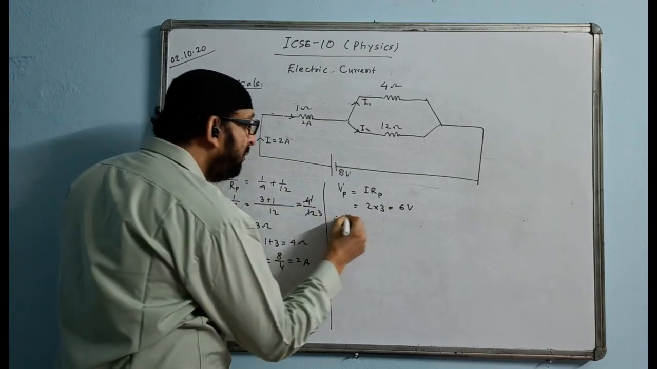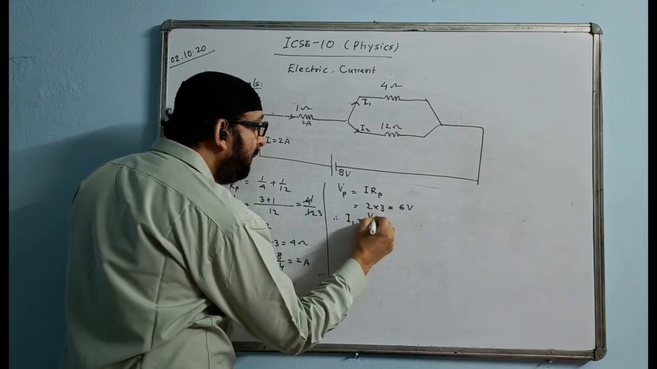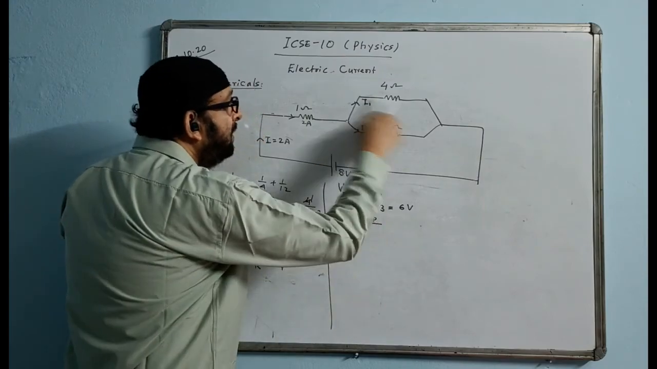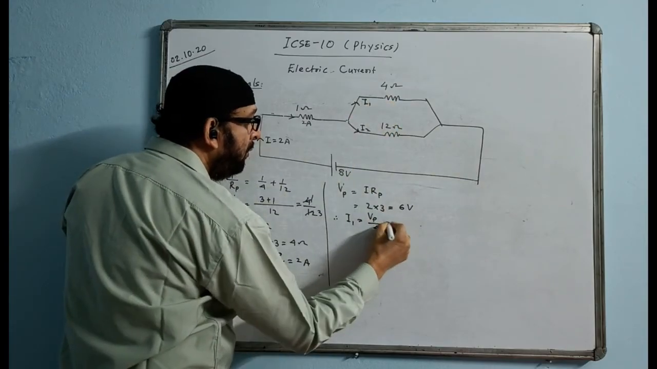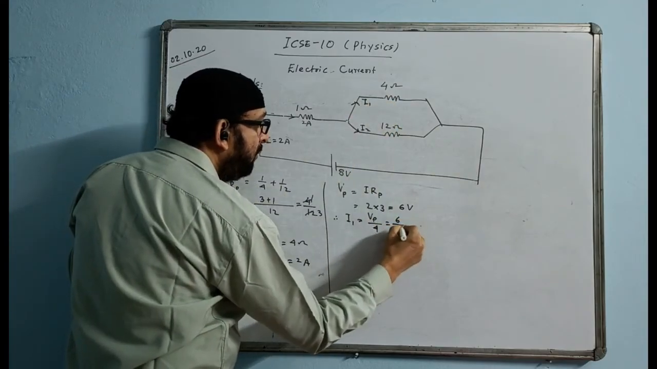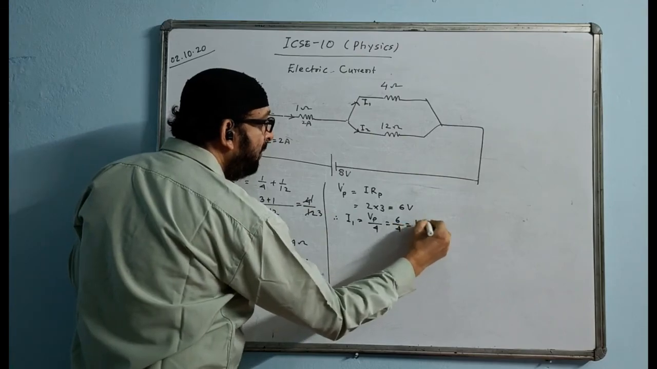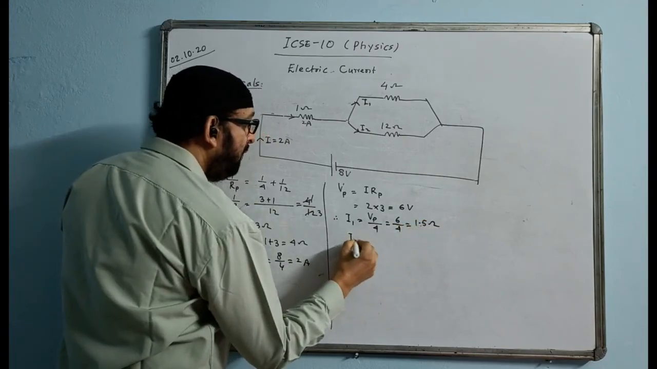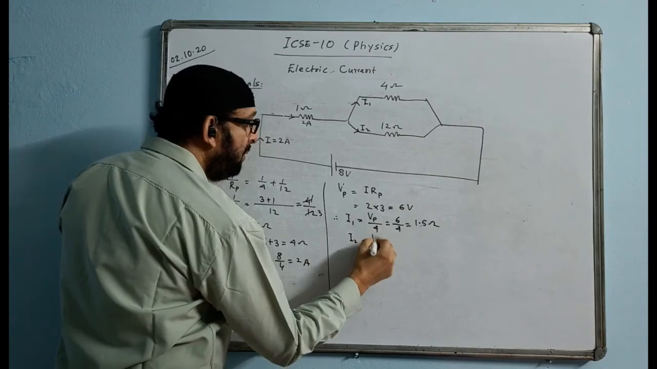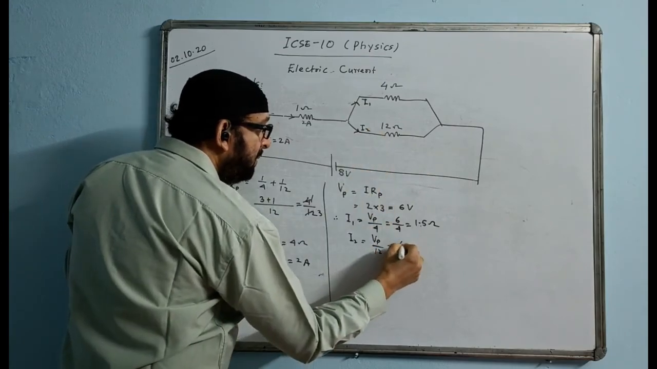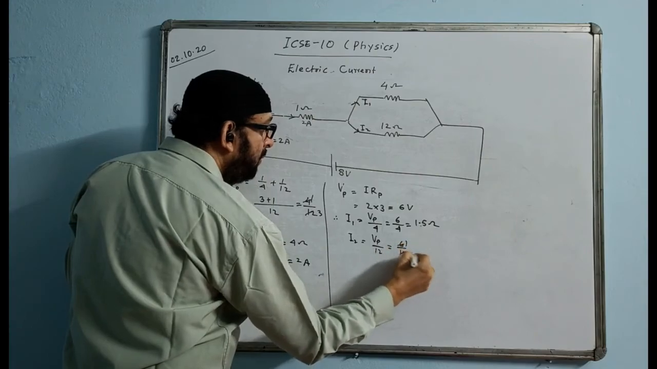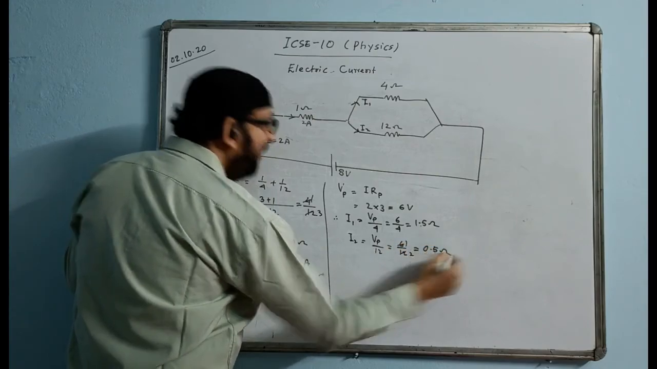Now we will divide the current. Therefore I1 is equal to Vp, the voltage across this, upon this particular resistance. This particular resistance is 4. Vp value is 6 by 4. We will divide, the answer will come 1.5. And now we will find I2. I2 value will also come the same way: Vp by this particular resistance, that is 12. That is 6 by 12, 1 upon 2. The answer is coming 0.5.